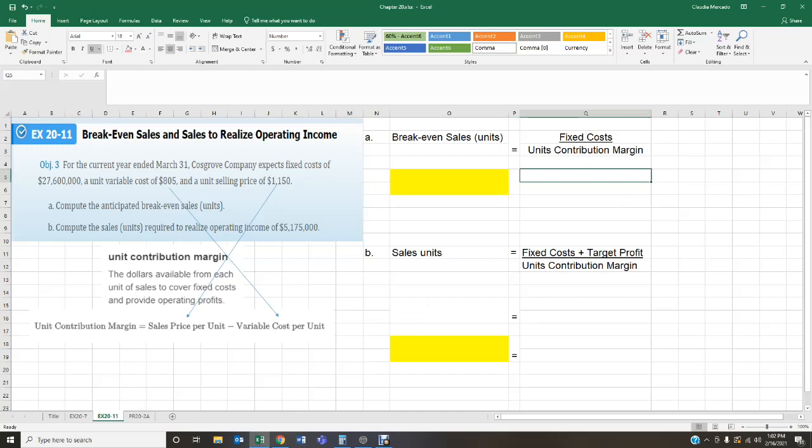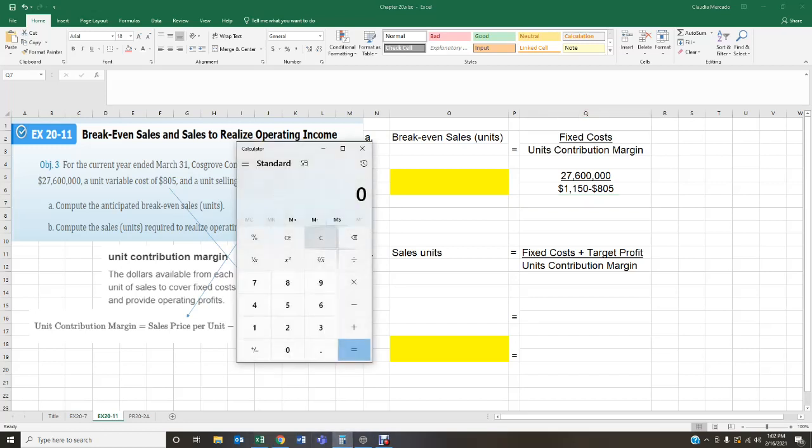The first thing we have is our fixed cost. According to the problem, my fixed cost is $27,600,000. We're going to divide it over our unit contribution margin. Our unit contribution margin is going to be our sales price per unit, which is $1,150, minus our variable cost per unit, which is $805. Let's see what that gives us. Let me get my calculator. So $1,150 minus $805, that's $345. The bottom part is $345.